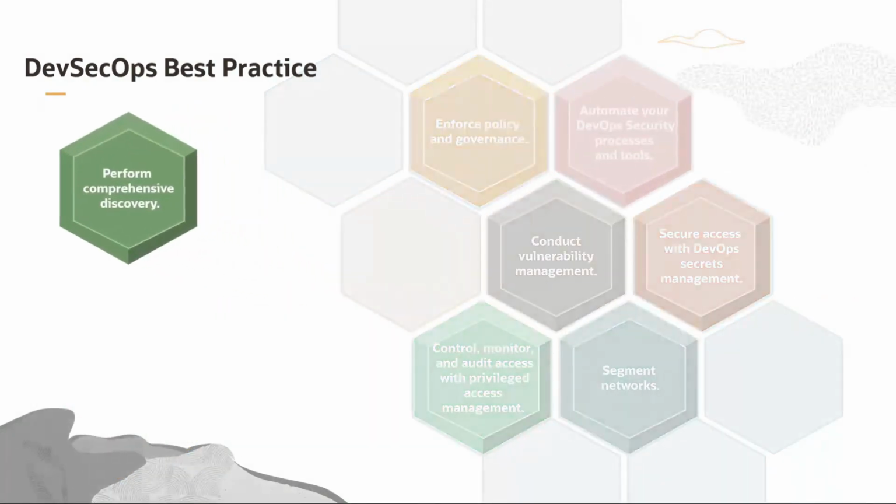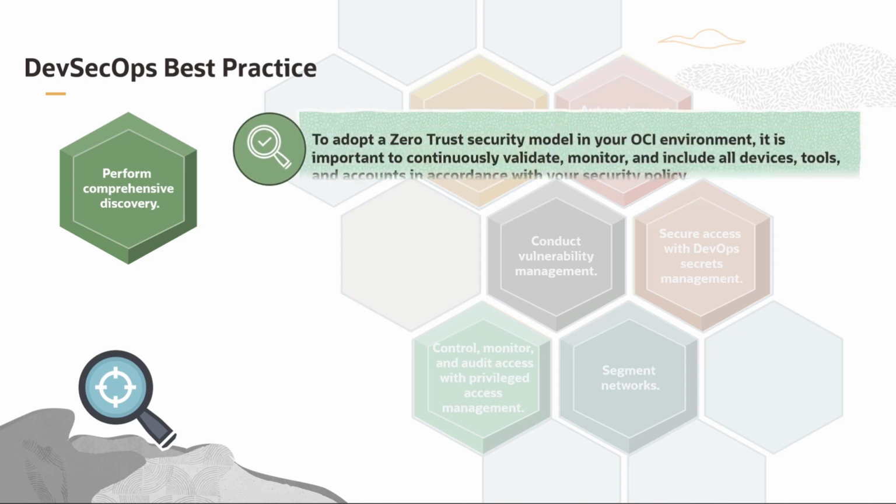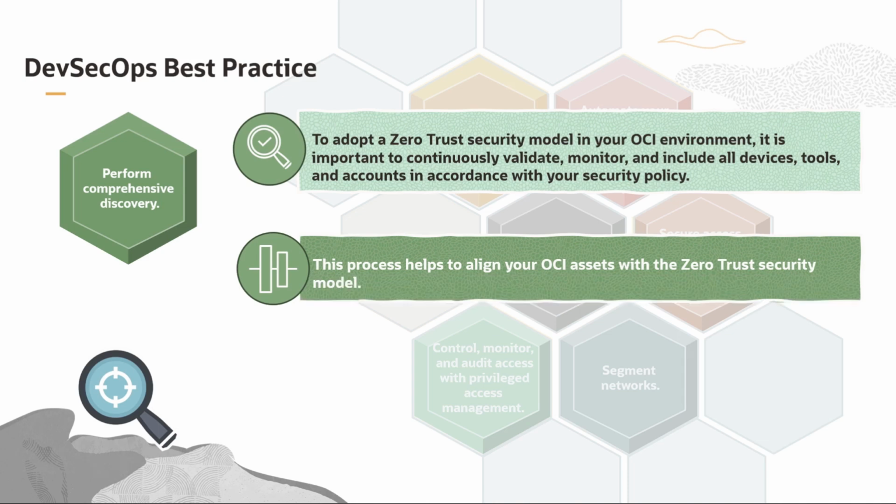To ensure the security of your OCI assets, it is crucial to perform comprehensive discovery of all devices, tools, and accounts in your environment. This process helps ensure that all assets are validated and monitored continuously in accordance with your security policy. By doing so, you can align your assets to adopt a zero trust security model, where no user or device is trusted by default. This approach can help mitigate the risk of potential security breaches and ensure that your security policies are consistently enforced across all assets.